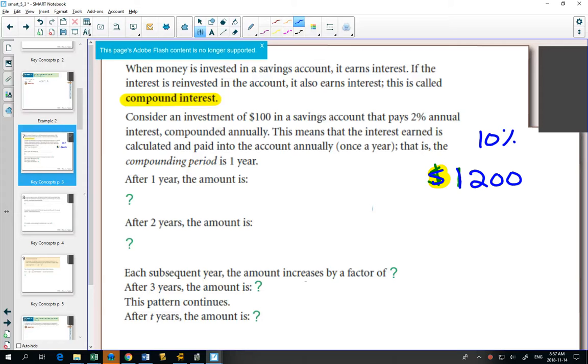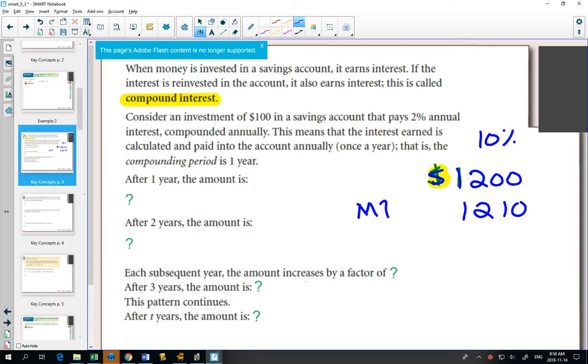Now, what usually happens is that the bank pays you interest once a month. So if they're going to pay you 10% interest in a year, which is $120 in a year, they're not going to pay you $120 every month. How much are they going to pay you in the first month? $10, because 1/12 of 120 is $10. So at the end of month one, you will now have $1,210.